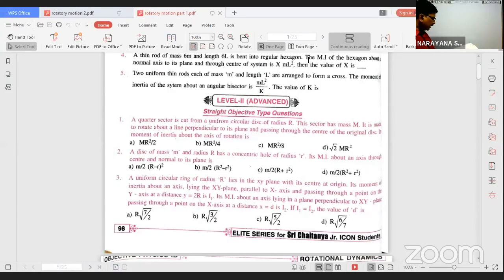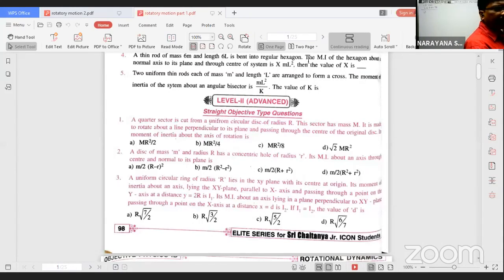A uniform circular ring of radius capital R lies in the xy plane with its center at origin. Its moment of inertia about an axis lying in the xy plane, parallel to the x-axis and passing through a point on the y-axis at a distance y is equal to 2r, is I1. Moment of inertia about an axis perpendicular to the xy plane passing through a point on the x-axis at a distance x is equal to d is I2. I think it was given once in advance. If I1 is equal to I2, what is the value of d?